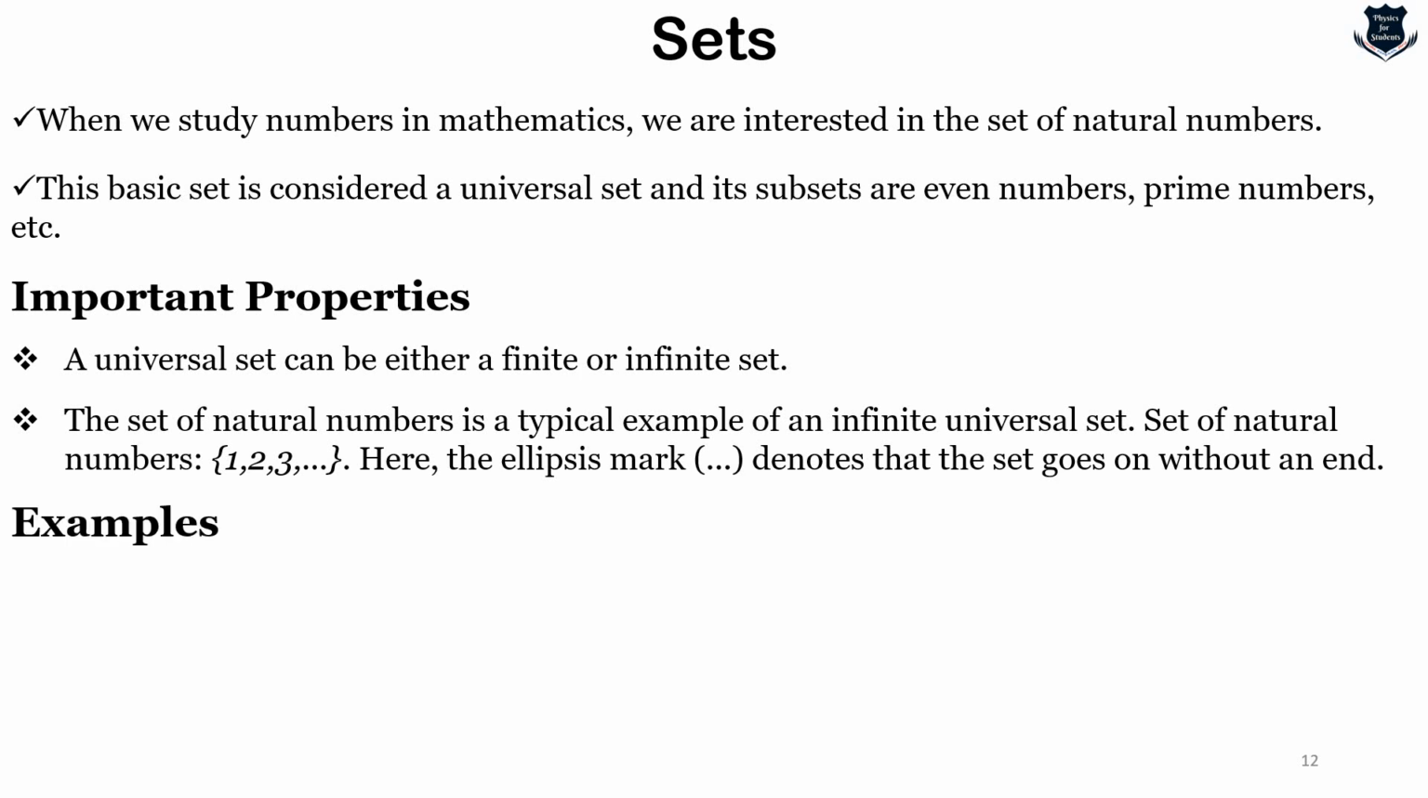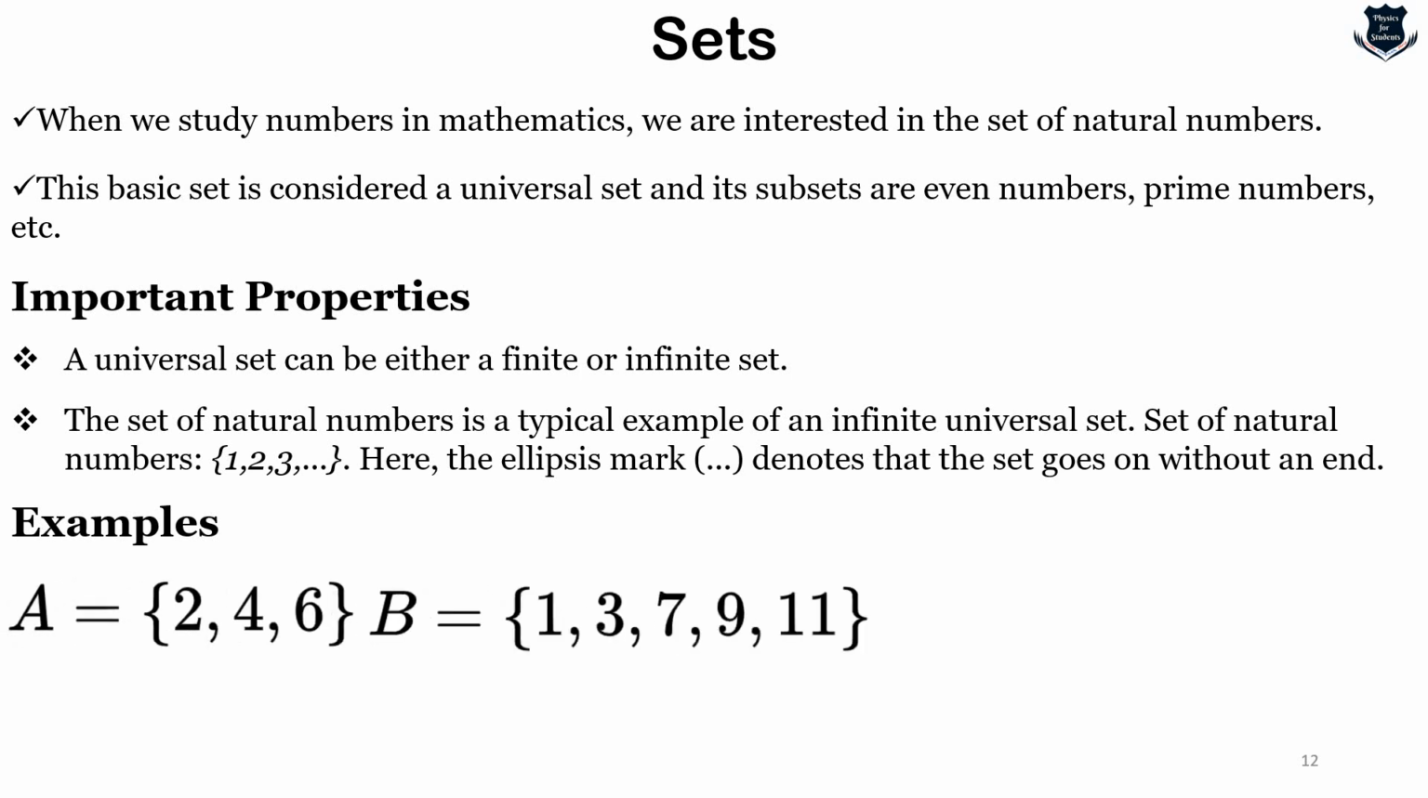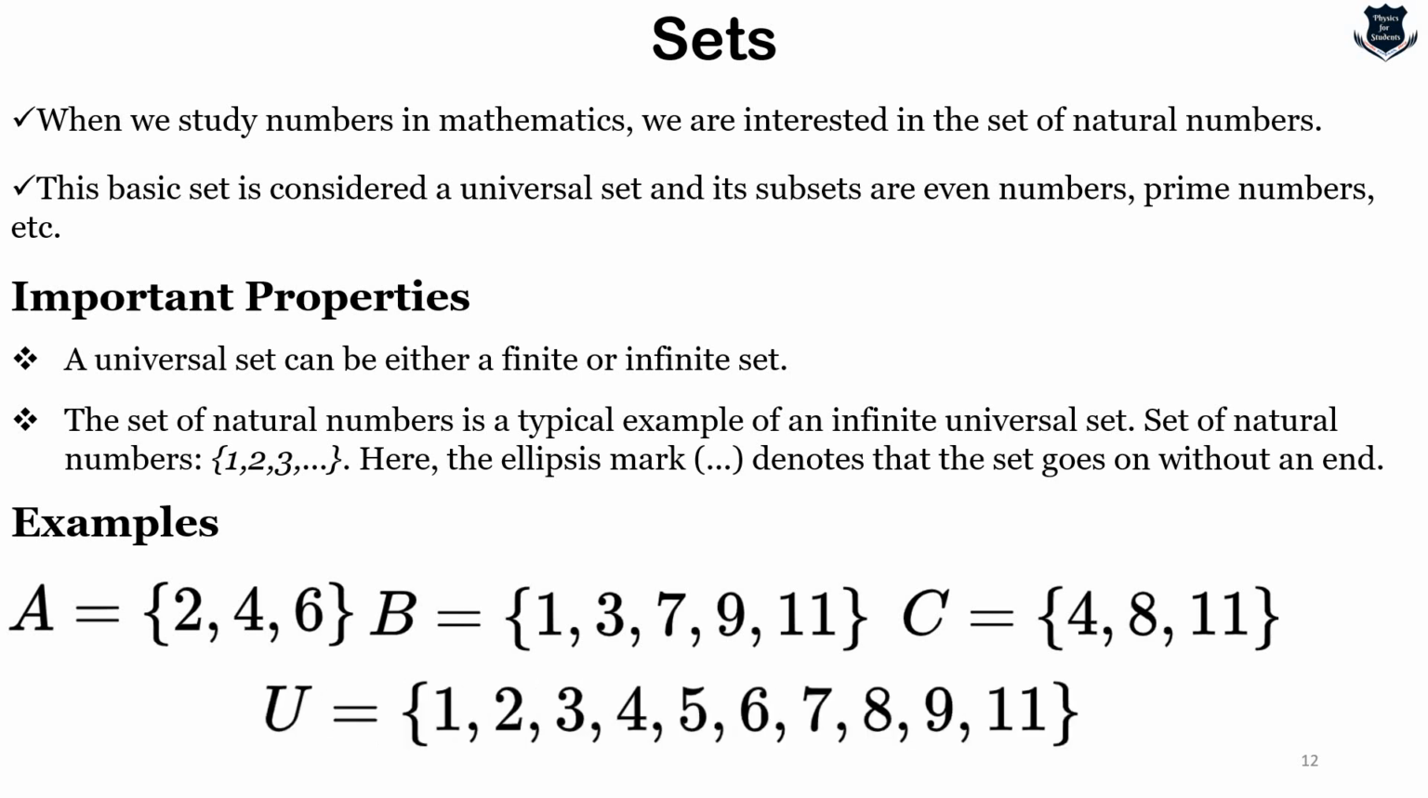For example, we take 3 sets A, B, and C, where A equals {2, 4, 6}, B equals {1, 3, 7, 9, 11}, and C equals {4, 8, 11}. The question is that we need to find the universal set of all 3 sets A, B, and C. Now all the elements of the given sets are contained in the universal set. So the universal set U of A, B, and C would be given by this.